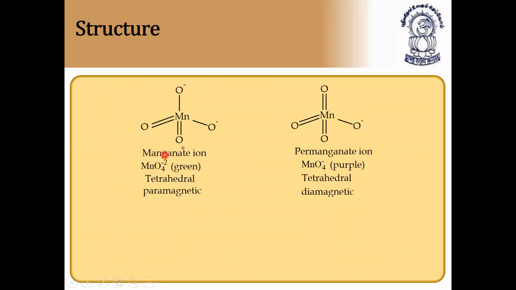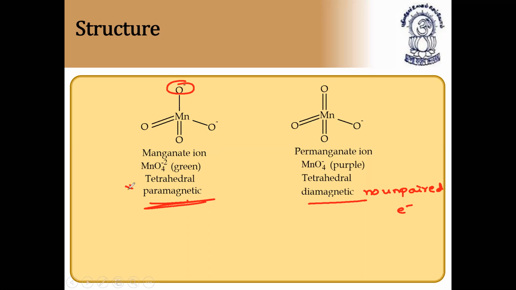Next, structure of manganate ion. Manganate ion MnO4 2 minus is green color, and permanganate ion is purple color. Both are tetrahedral. Manganate ion is paramagnetic because of the presence of unpaired electrons, and permanganate is diamagnetic because no unpaired electron is present. In permanganate, with one potassium, K plus, there is no unpaired electron, whereas manganate has one unpaired electron, so it is paramagnetic in nature, and permanganate is diamagnetic.